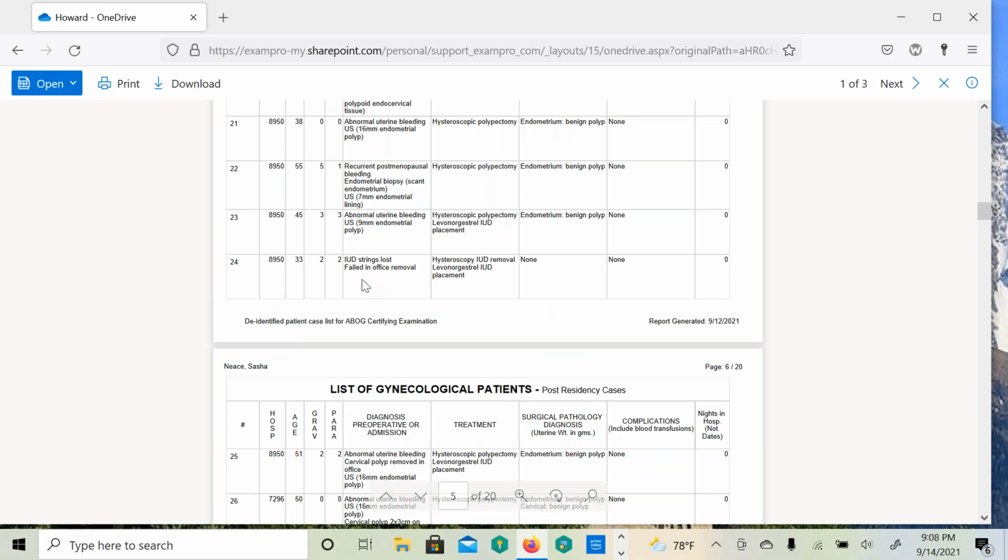33-year-old, IUD strings lost, failed in-office removal. So you did a hysteroscopy with IUD removal. If in this patient you are doing the exam, her IUD has been in, let's say, for 5 or 6 years and is due for removal, and you can't find the strings, you search in the endocervical canal, and you still can't find the strings, what would be your next step in evaluating how to remove the IUD?